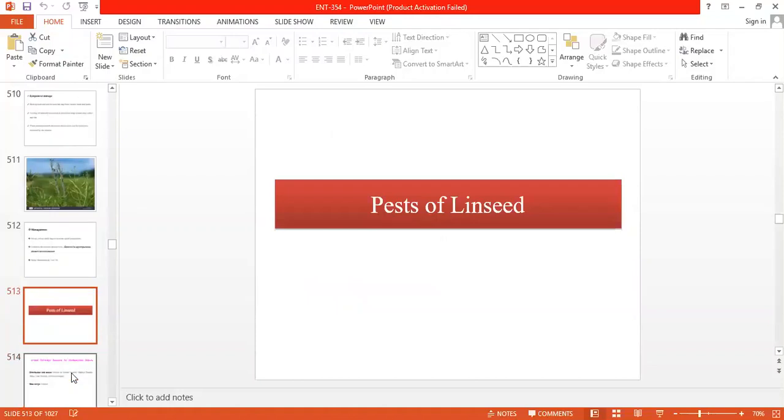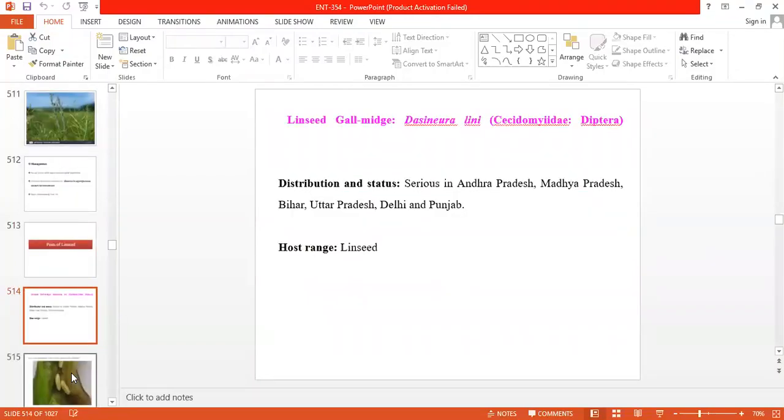The next crop is linseed. Linseed is mainly infested by the linseed gall midge or linseed gall fly. Scientific name Dasineura lini, family Cecidomyiidae, order Diptera. The only important pest of linseed is the linseed gall fly, which often breaks out in epidemic form in the Nagpur division. Destruction of flower buds to the extent of 20% is caused by the gall fly.